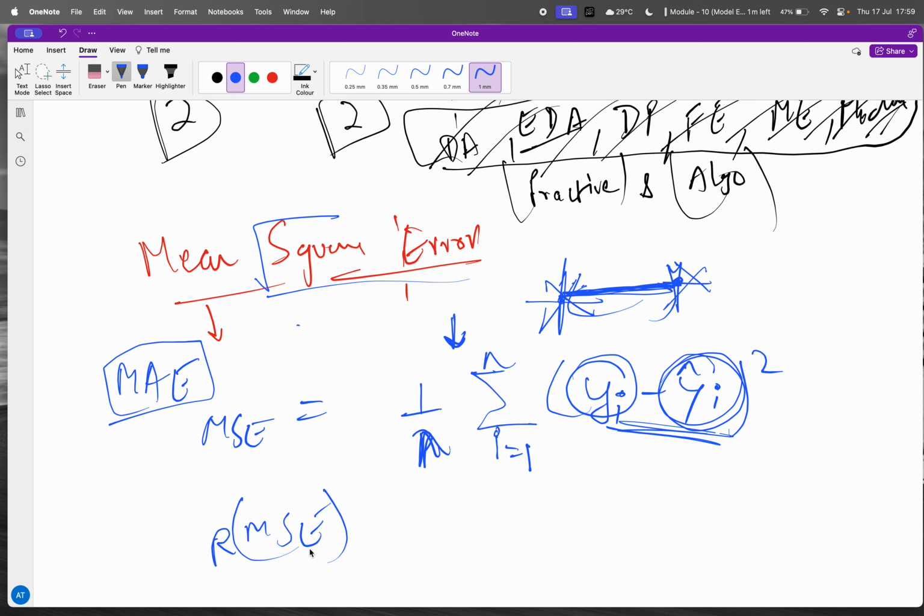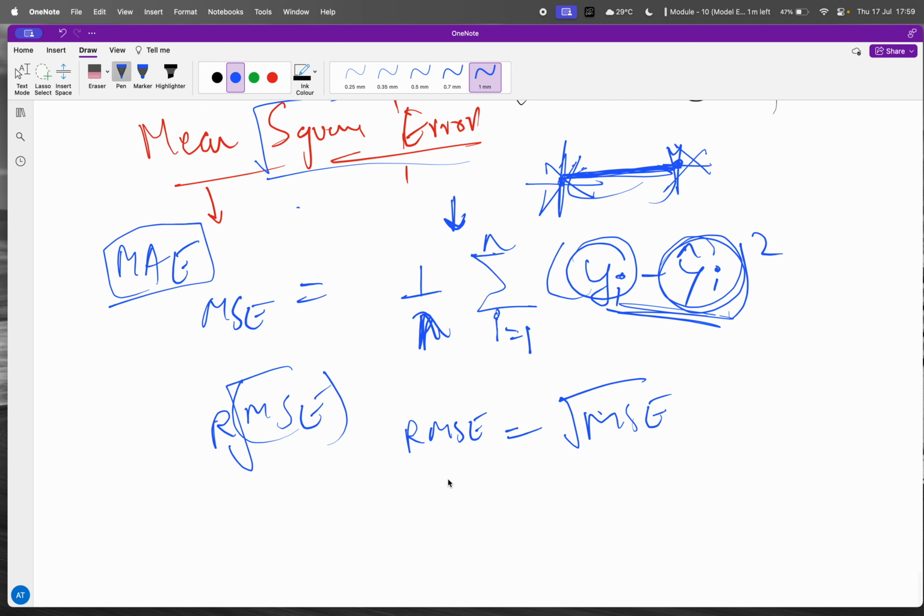Nothing but the root of mean square error. So RMSE is equal to the root of MSE, root mean square. Did you guys get the concept?